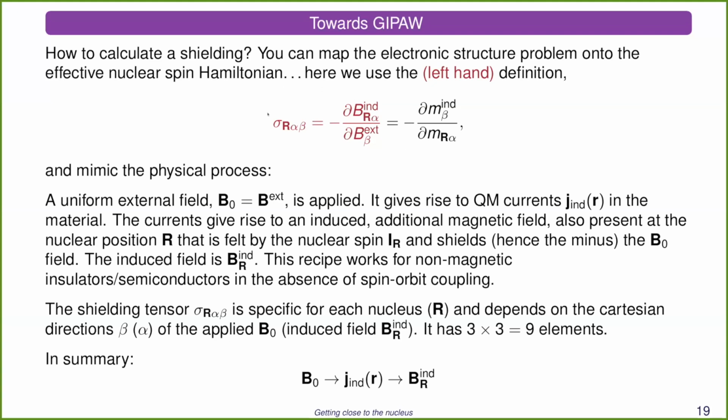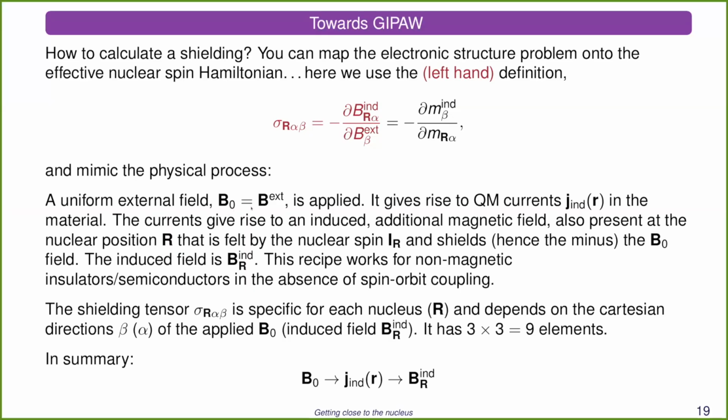This is the traditional way of looking at it. This is also what happens in the actual experiment. We apply a magnetic field, we measure the induced magnetic field. We want to get the proportionality between those, and that is expressed in the shielding tensor. And indeed here it says it mimics the physical process.